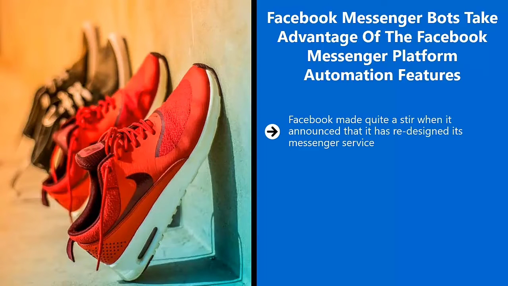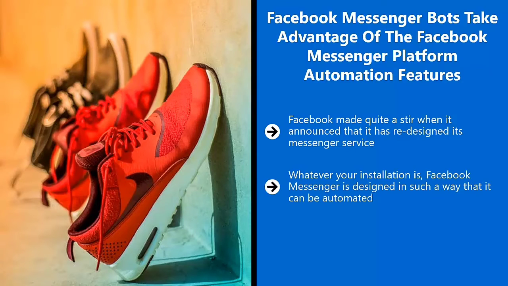Facebook made quite a stir when it announced that it has redesigned its Messenger service. You can install it separately, or you can install it as part of your Facebook app on your mobile device or computer. Whatever your installation is, Facebook Messenger is designed in such a way that it can be automated. By using scripts, you can program your Facebook Messenger app to send predetermined text to people contacting it.